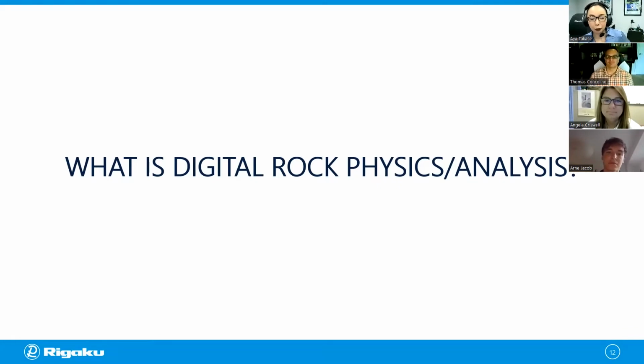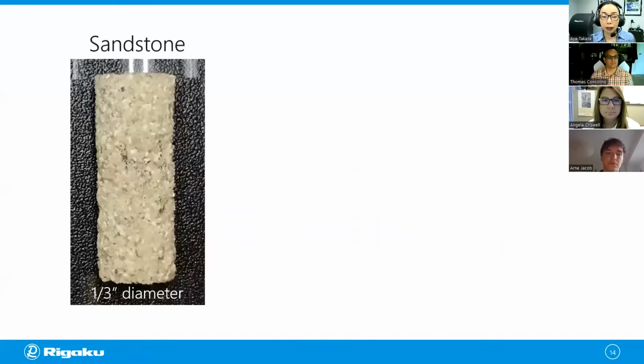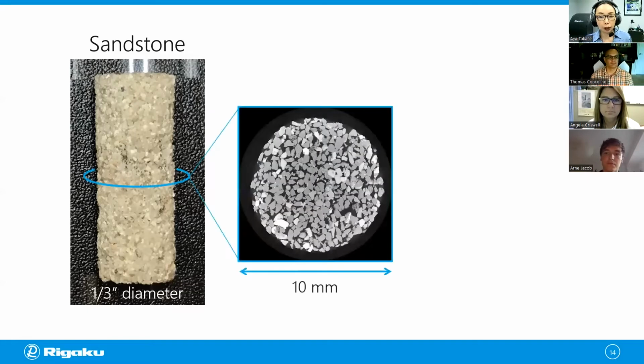So if you just try to guess what this is from the name, I can understand that people think this is about all kinds of rocks. But actually, this term, digital rock physics, is usually used to talk about analysis of the flow properties of reservoir rocks. And we do this analysis using digitally collected images, such as CT images. So for example, let's say that we are going to analyze sandstone. And this is a relatively small sandstone plug. And if you do a CT scan, you get something like this.